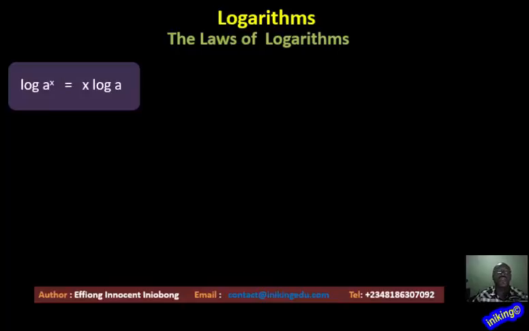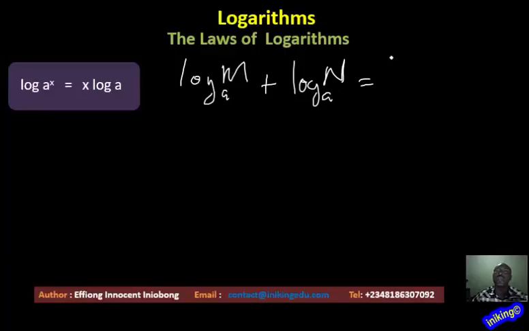We are still on the laws of logarithms. In the last clip, we looked at two laws of logarithms. The first one, we had that the logarithm of a number m to some base a, when added to the logarithm of some other number n to the same base, the result is simply the logarithm of the product of the two of them expressed to the same base.